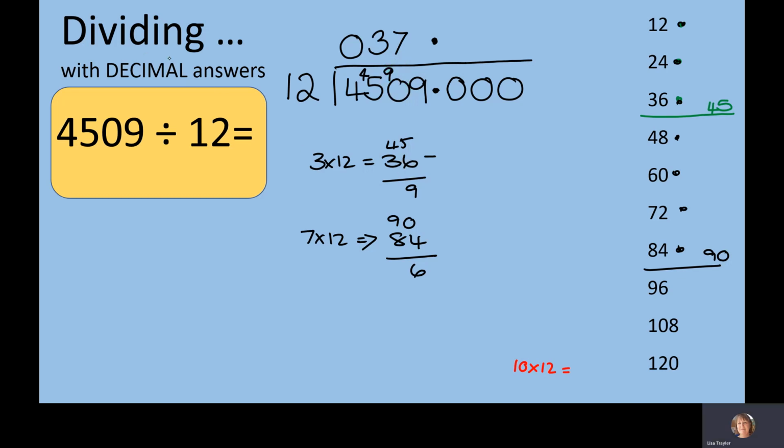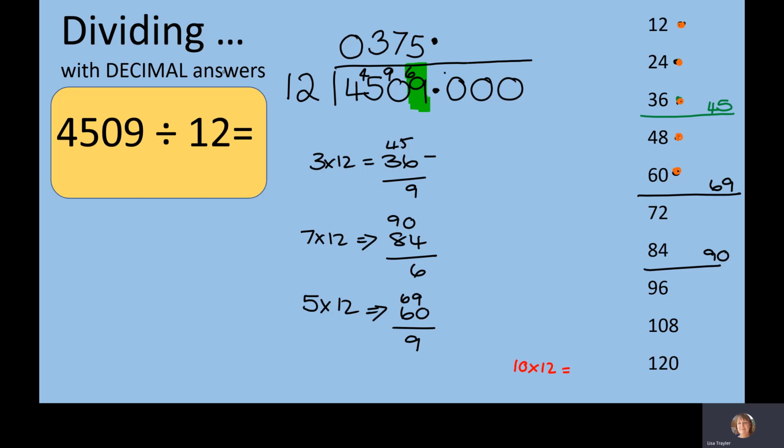And we bring the 6 up here. Now we've got 69 that needs sharing out. 69 is sitting here on our times table. Let's go through this one. 5 lots of 12 makes 60. So our answer in here is 5. Let's keep track of that. 5 lots of 12 is 60, but we were sharing out 69. So we have a remainder of 9 to carry forward.